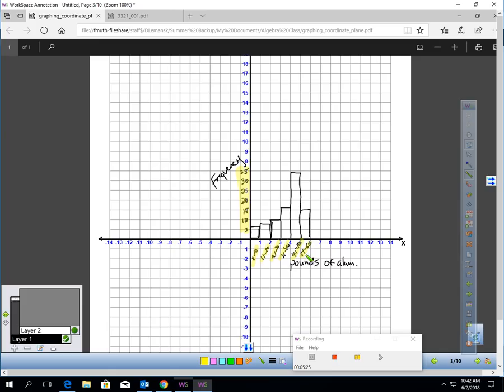This is the number of pounds of aluminum. Here's the frequency, and I just started drawing my bars for each of those frequencies. When I got done drawing, do you notice how we have a tail on the left, and the data is more to the right? So this is skewed left. This data is definitely skewed left. I have a tail on the left, and most of the data is to the right.